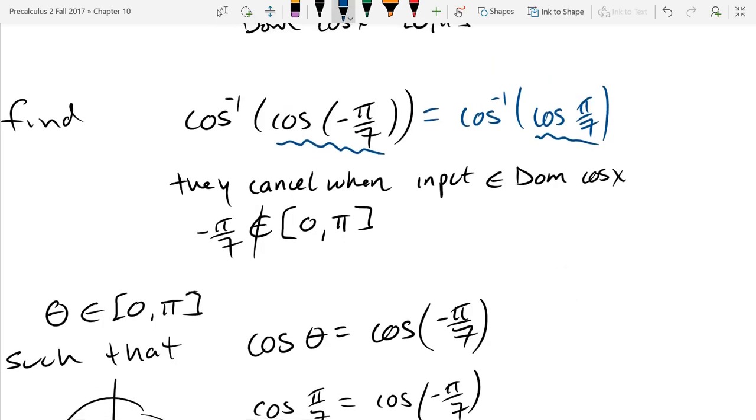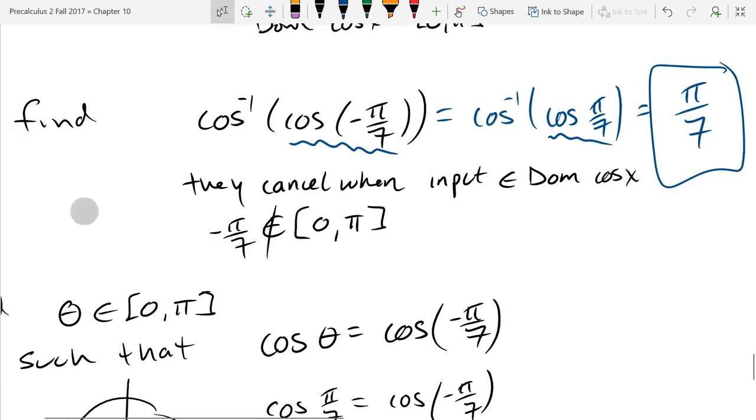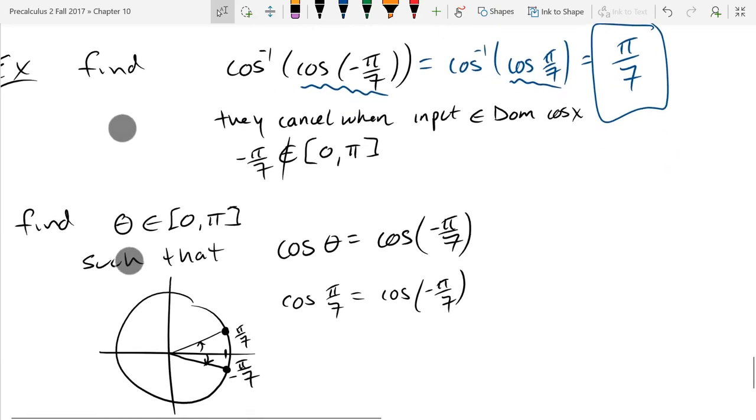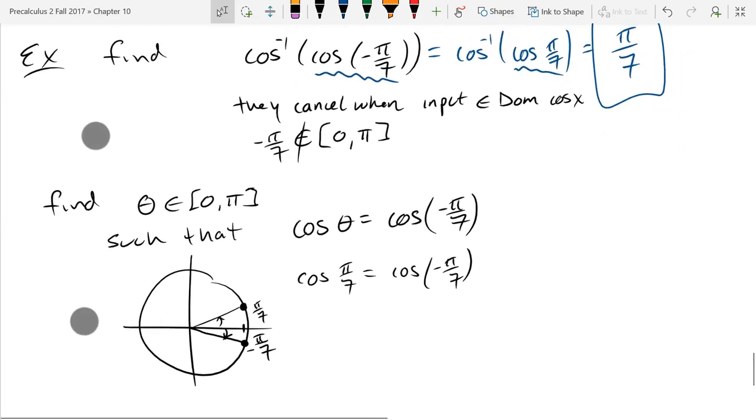Do cosine inverse and cosine cancel now? They do, because our pi over 7 is between 0 and pi. So we get to cancel them out and just get positive pi over 7. This is one of the trickier types of questions I can ask you in precalculus class. So we'll do one more problem very similar to this.